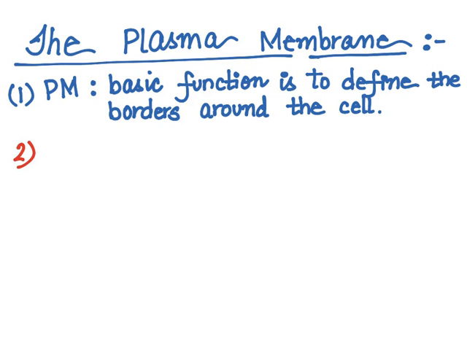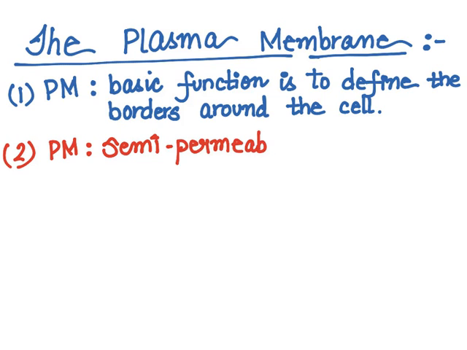Alright, next point of note taking is that plasma membrane is semi-permeable in nature. Now, semi-permeable basically means that materials can move freely through it. Some materials can move and some cannot. So it allows the movement of materials.